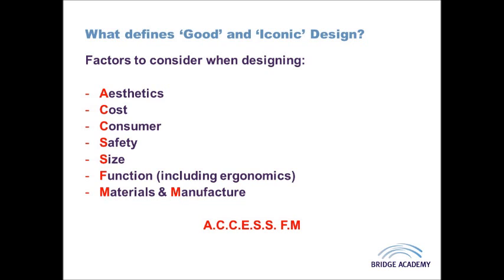A is for aesthetics, so the looks of the product. C, cost, which is either the cost to the user or the cost for the manufacturer, taking into account labour and parts and so on. C, customer: how suitable it is for the consumer. E, environment. S, safety: the safety factors present in the design. S, size: the size of the product and also its proportions. F, function, which brings in factors about ergonomics as well, about how easy, safe and comfortable the product is to use. And M, the materials and manufacture used.